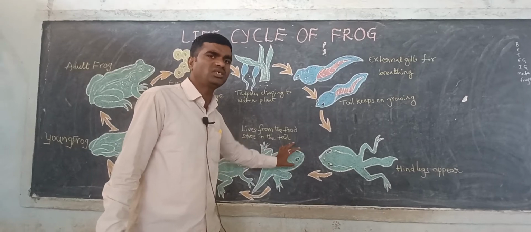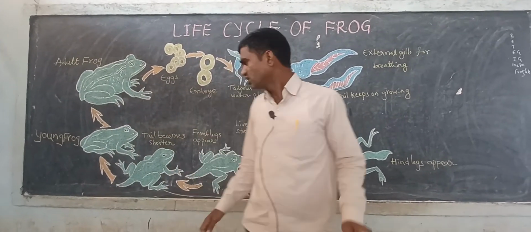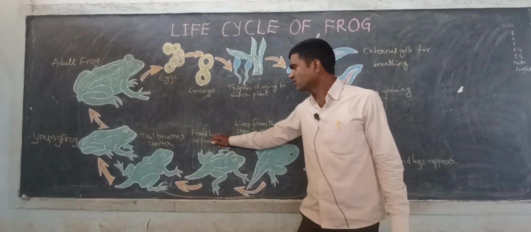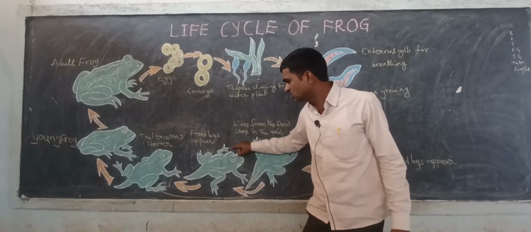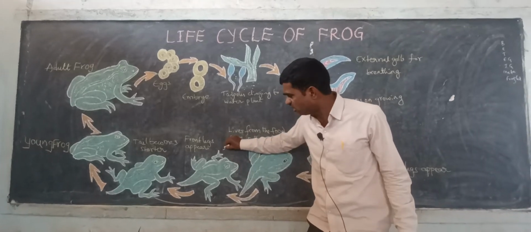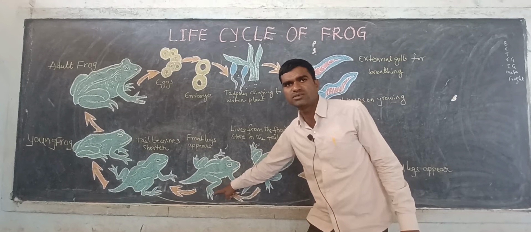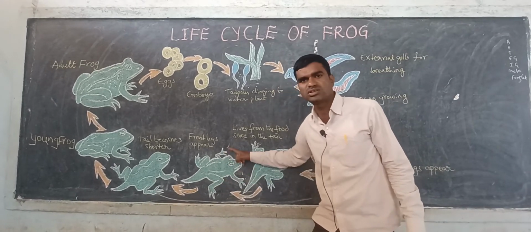It is living now also in water, right. And the next stage here, front legs are appearing. So these are called front legs. So front legs are forming here. Here hind limbs are already forming, hind limbs and forelimbs also forming.